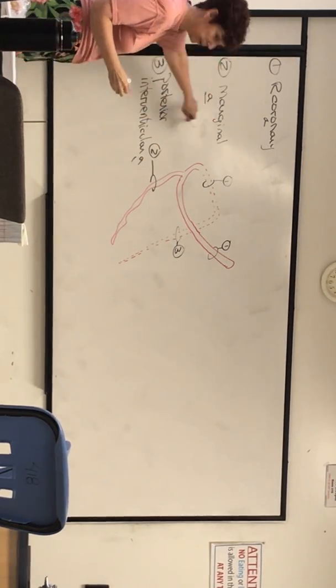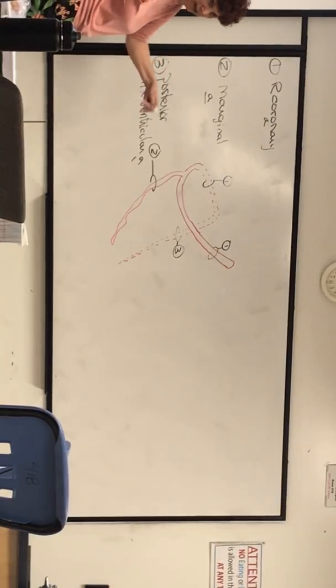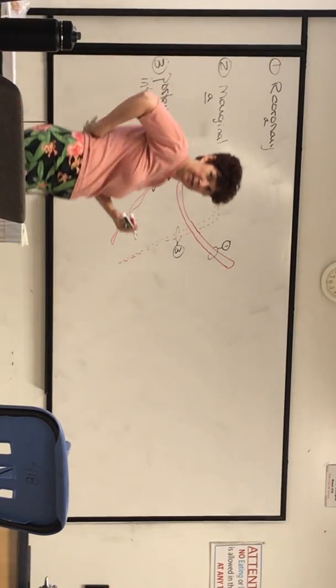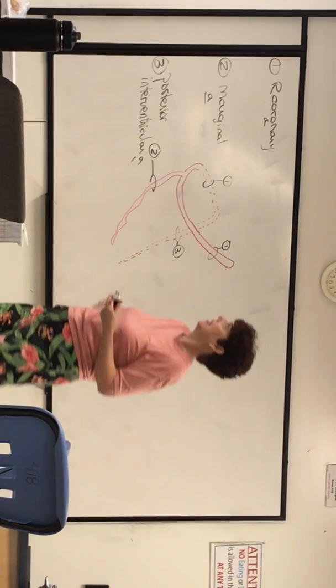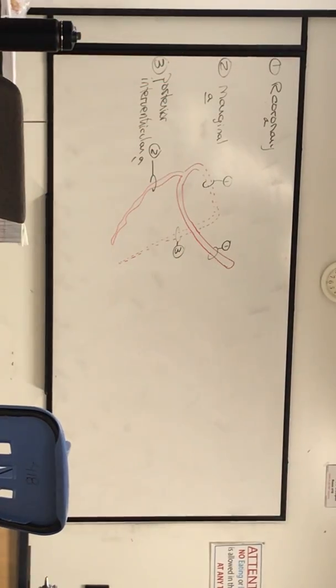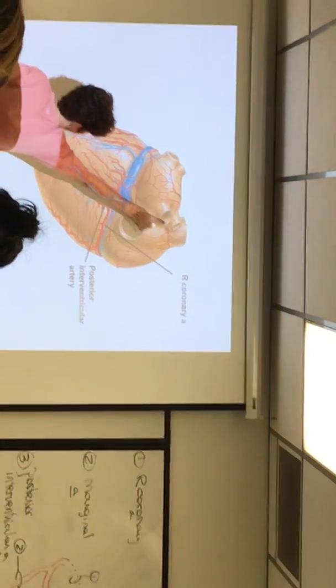The right coronary artery with two branches, marginal, posterior interventricular. Okay, the right coronary artery kind of goes around the curve or the waist of the heart. So we're seeing left atrium here, right atrium here, pulmonary vein, and inferior vena cava and superior vena cava.